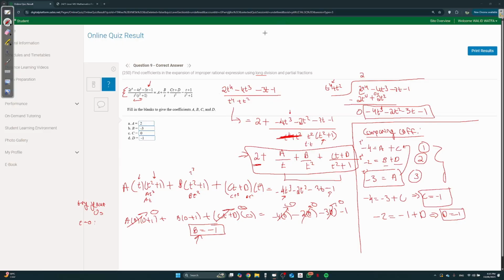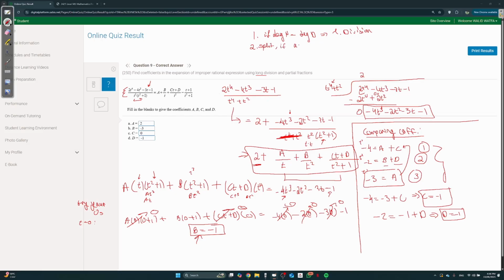So this is one of the harder ones. Honestly, they don't usually come like this. So let's break it down. First thing, if degree of numerator equals degree of denominator, long division. Second step is split.